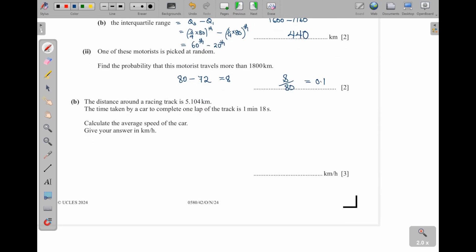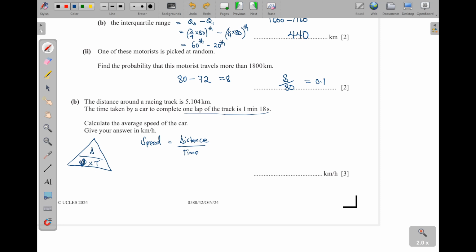Okay. Then part B, they are saying that the distance around a racing track is 5.104 kilometers. The time taken by the car to complete one lap of the track is 1 minute 18 seconds. Calculate the average speed. Now, you know that average speed is equal to the total distance divided by the time. And speed, time, and distance are connected in this triangle like this. So speed here is going to be equal to the distance. Okay. Then we divide by the time. So the one you are looking for, you cover it. So when I cover this one, I remain with d over t.